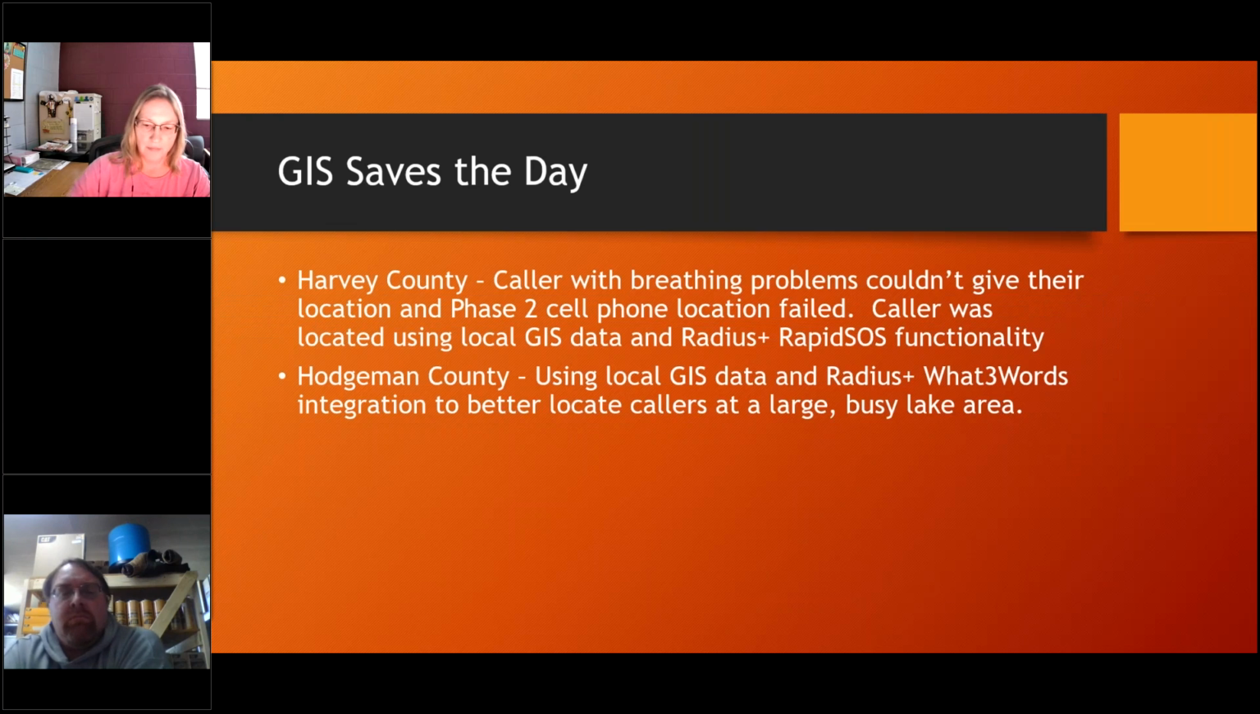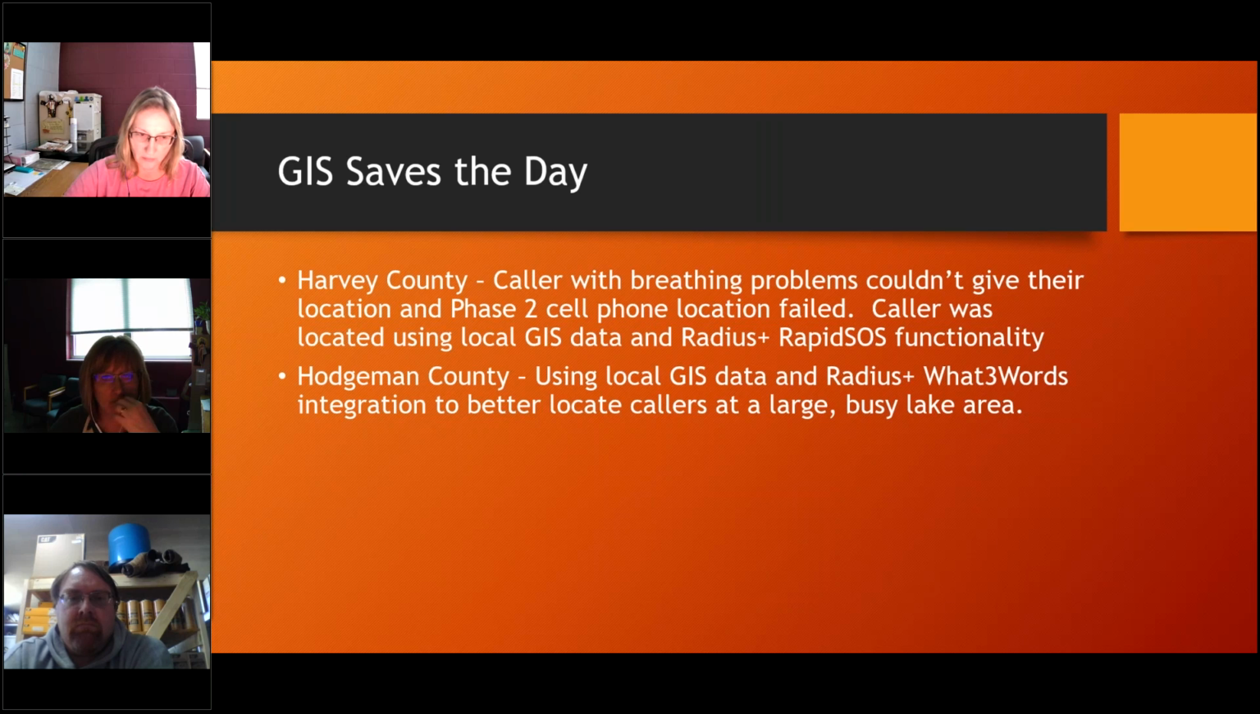So in Harvey County, they had a caller that had breathing problems and couldn't give their location. The phase 2 cell information, which is the standard location information they can get off of a cell phone, actually failed completely. It was reading on the opposite side of the town from where the man's address was and where what little they could get out of him for location was related to. Eventually, how they located him was using the local GIS data inside Radius Plus, which is a mapping application that I'll be talking about extensively today, and using what's called Rapid SOS, something else I'll be explaining. But that information all provided back to local GIS data for context helps the dispatcher to find this gentleman, and they saved his life. He was able to get to the hospital and get some assistance, and he was truly saved by good GIS data and good GIS functionality.